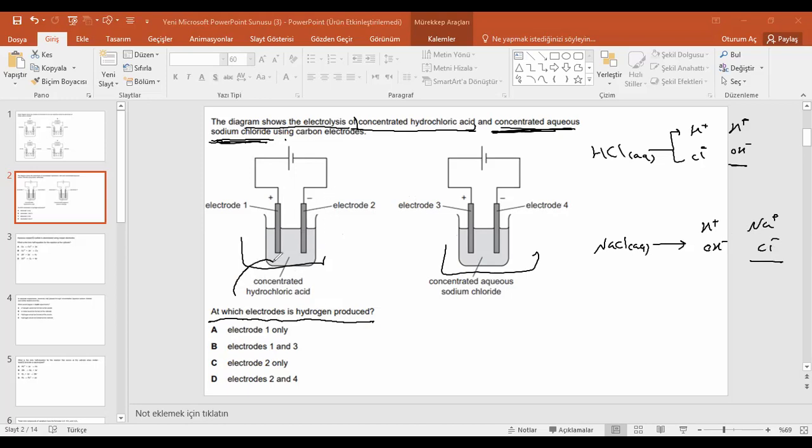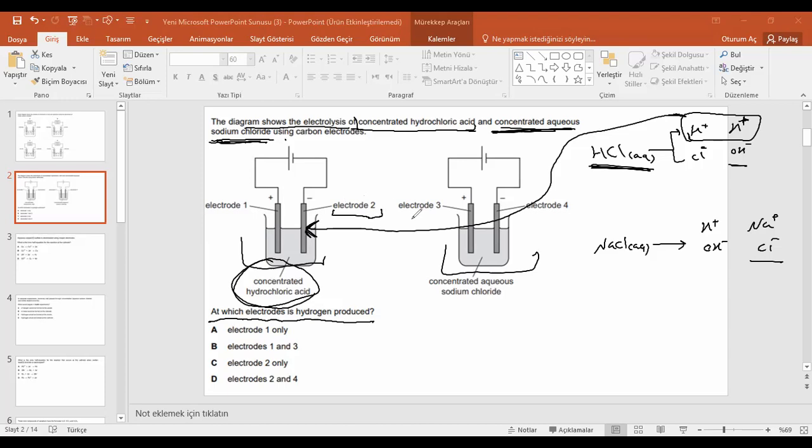Look guys, for the first one, concentrated hydrochloric acid, the positive ions are only hydrogens. In this scenario, all the hydrogen ions will be attracted to the negative electrode, where they gain electrons. So on electrode 2, we always produce hydrogen gas. So 2 is a correct option, and we can ignore A and B.